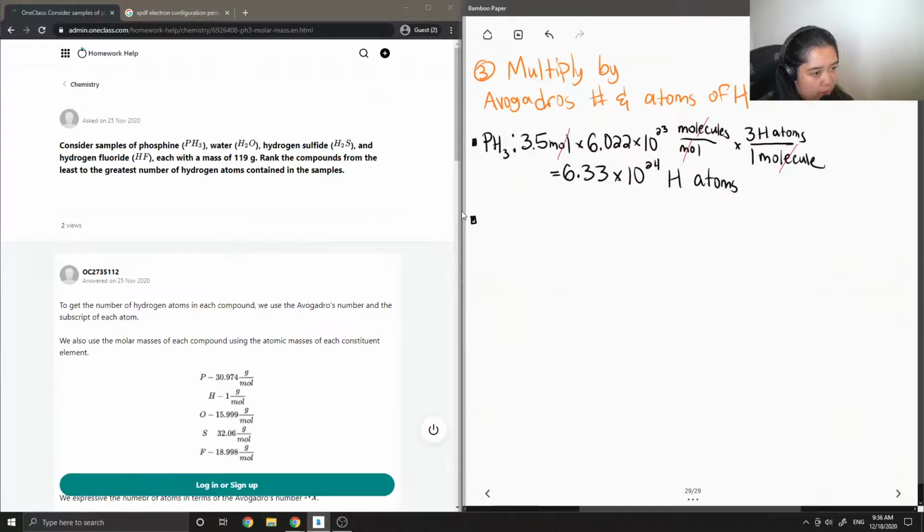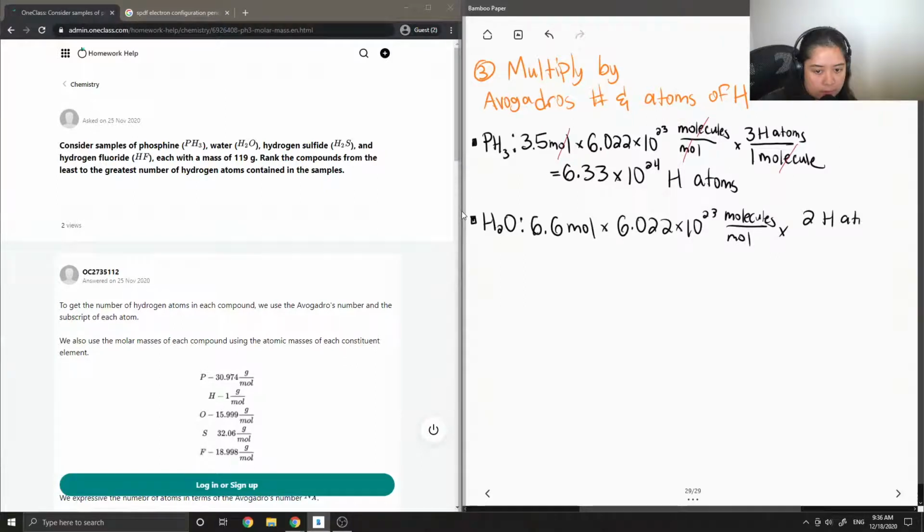Okay, so next let's look at the water. Its number of moles was 6.6. Multiply it by 6.022 times 10 to the 23. And in water, there are 2 hydrogen atoms. So then this gives us 7.95 times 10 to the 24.